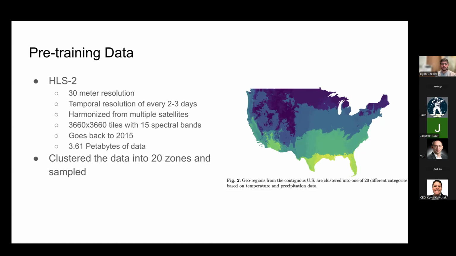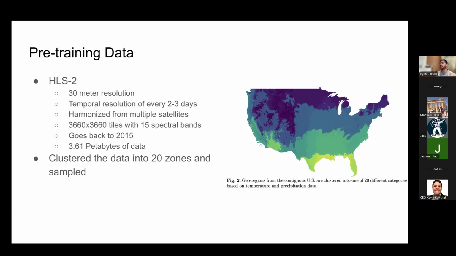The way that this is provided to people is as GeoTIFF files that are 3660 by 3660, and then it has 15 different spectral bands. So it might say this specific image band is better for precipitation, and this one is better for looking at vegetation, and this one's good for ozone and stuff like that. It's got 15 different bands, and they all have their own specific purposes. And all of this added together, going all the way back to 2015, amounts to a huge amount of data.